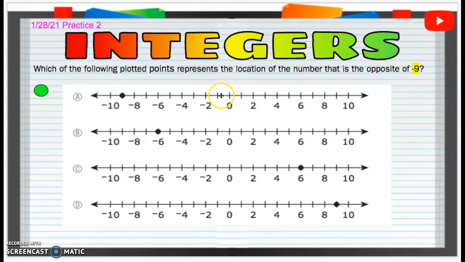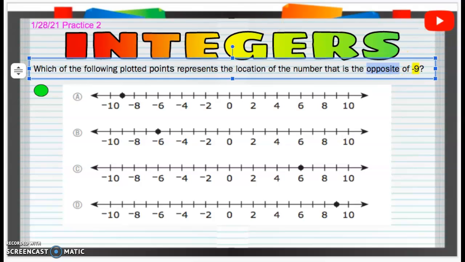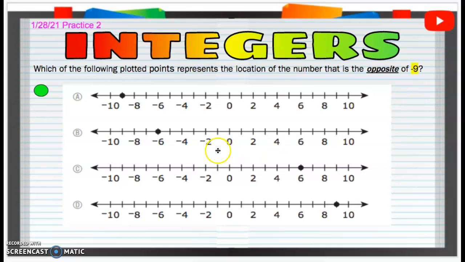Here's 0, -1, -2, -3, -9. Nope, that's not the opposite. I can actually bold and underline and italicize it. So not A. Let's see. B, that's at -6. Opposite of -9 is 9.